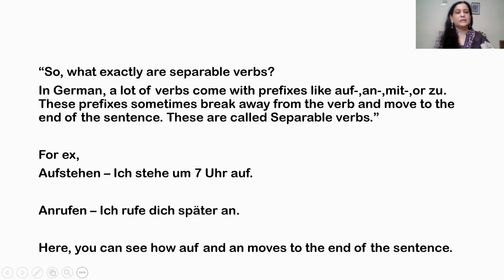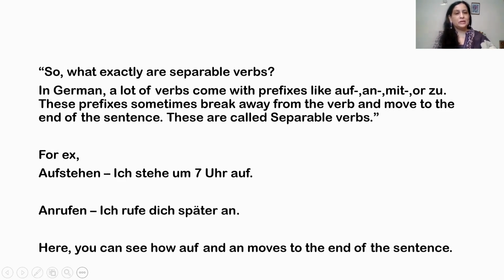Now, for example, there is a verb called aufstehen, to wake up. Here in separable verbs, it will be ich stehe, the next part of the verb we are taking. Ich stehe 7 Uhr auf. Auf is the prefix. So what is happening here? Auf is moving to the end of the sentence. Right? These are called separable verbs.